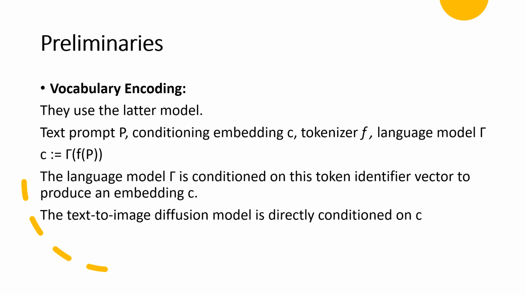The details of text conditioning in text-to-image diffusion models are of high importance for visual quality and semantic fidelity, so they try to enlarge the dictionary. DreamBooth uses the latter model. They take text prompt P, conditioning embedding C, tokenizer f, and language model gamma. The language model gamma is conditioned on this token identifier vector to produce an embedding C. The text-to-image diffusion model is directly conditioned on C.